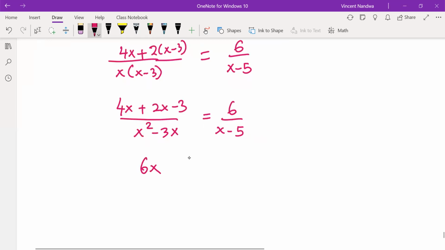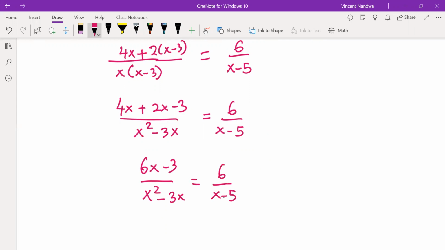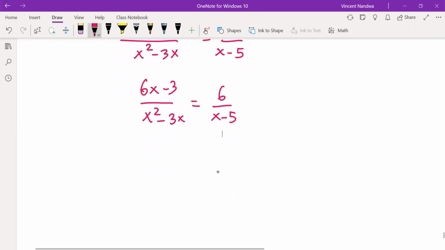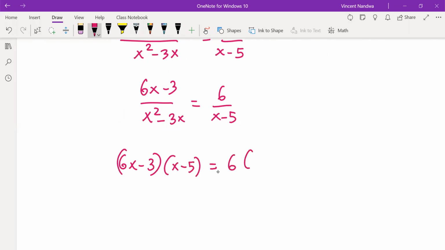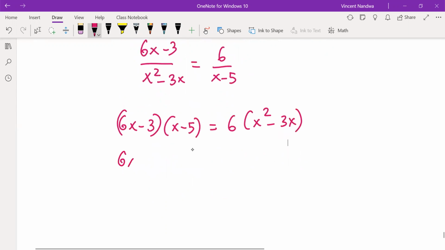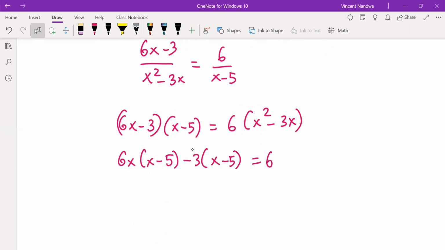Then we'll have (6x minus 3) over (x squared minus 3x) equals 6 over (x minus 5). Then cross multiply, so I have (6x minus 3) times (x minus 5) equals 6 times (x squared minus 3x). So we'll have 6x into (x minus 5) minus 3 into (x minus 5) equals 6x squared minus 18x.